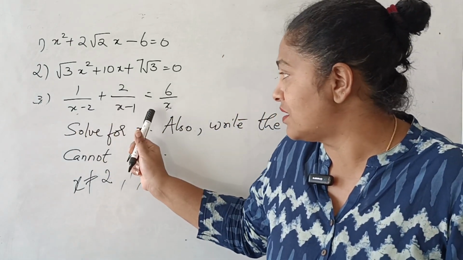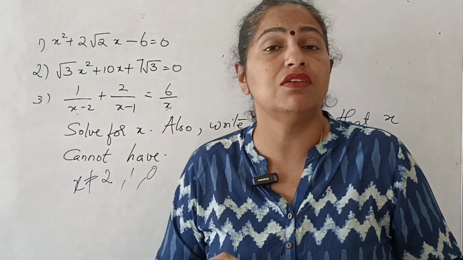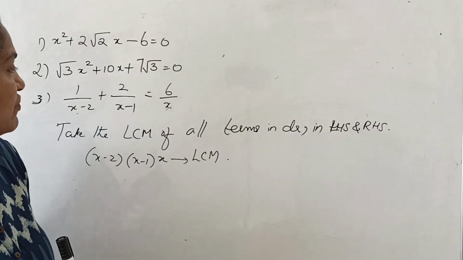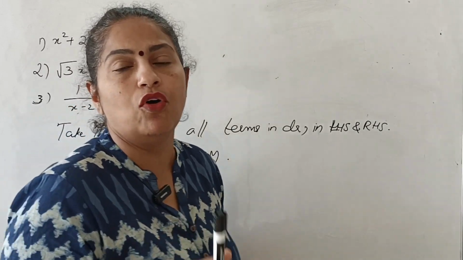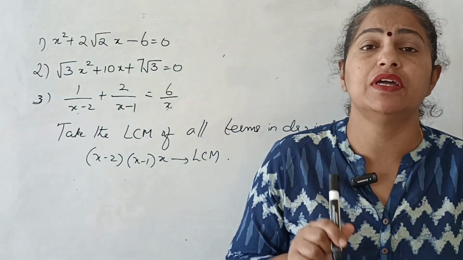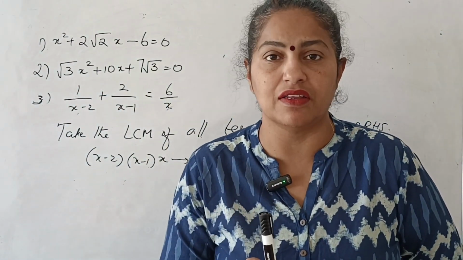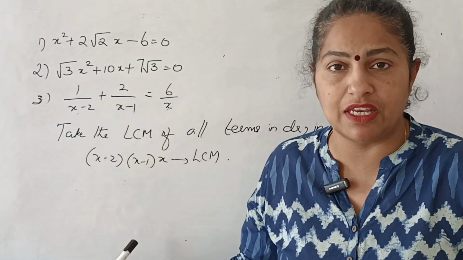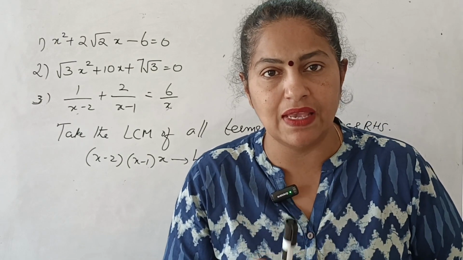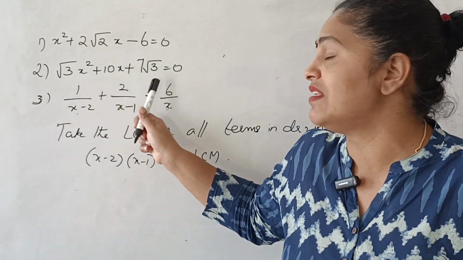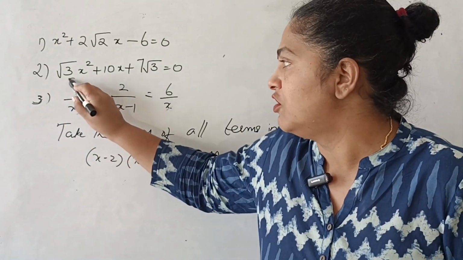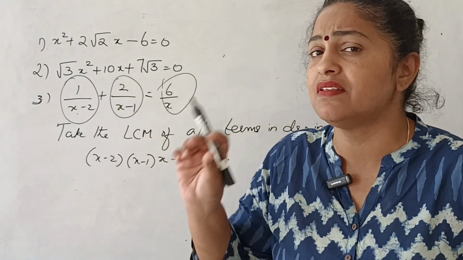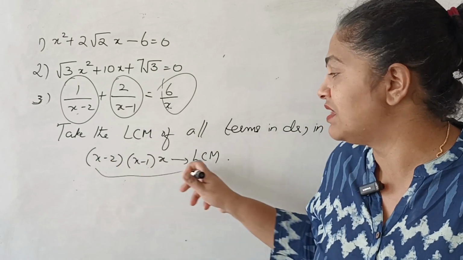So now let us transform this particular equation into a quadratic equation and solve for x by factorization. The first step is to take the LCM of all the terms in the denominator in the LHS as well as in the RHS. So you can see that the LCM is x into x minus 1 into x minus 2. Now using that LCM, multiply each and every single term in the equation. So this is our first term, this is our second term, and this is the term on the RHS. Multiply each term with this LCM.